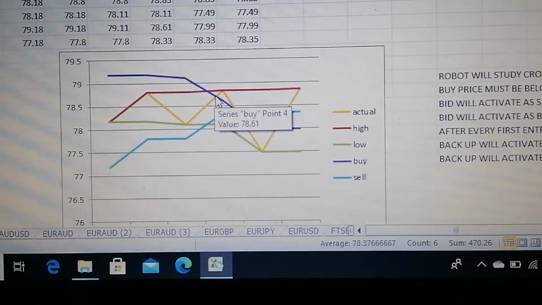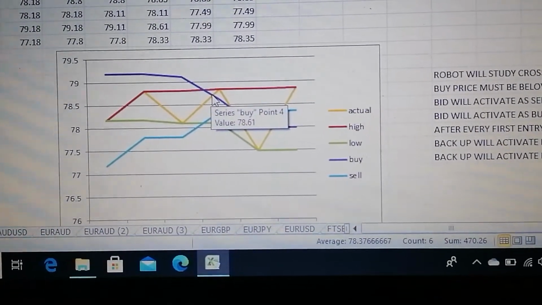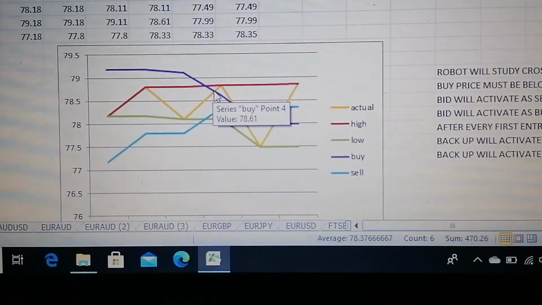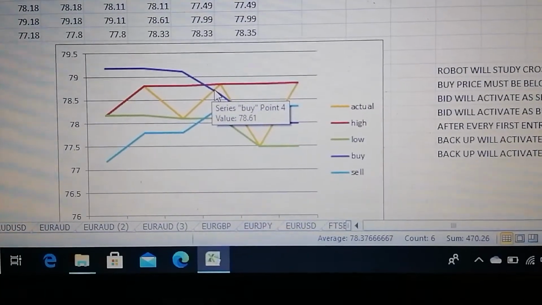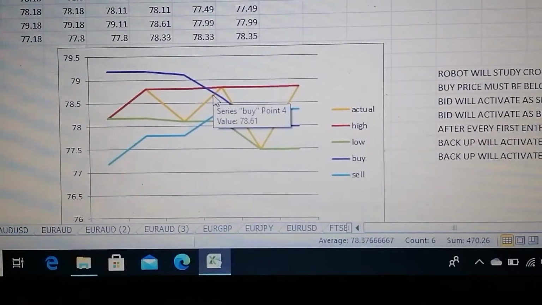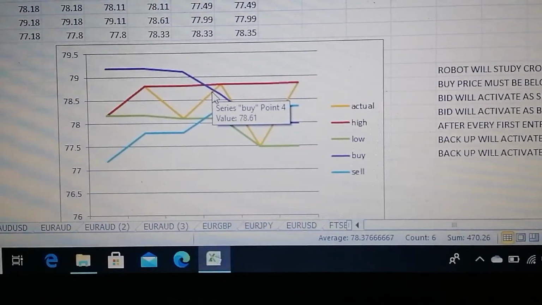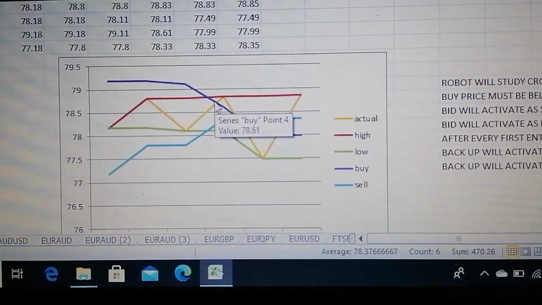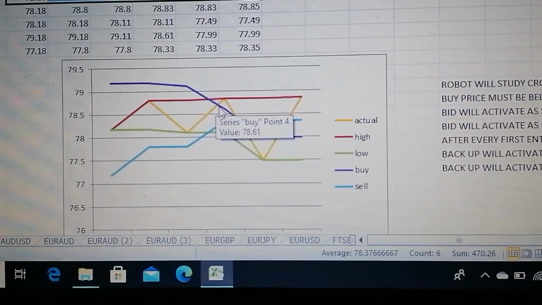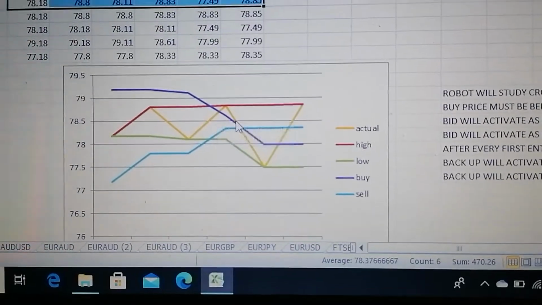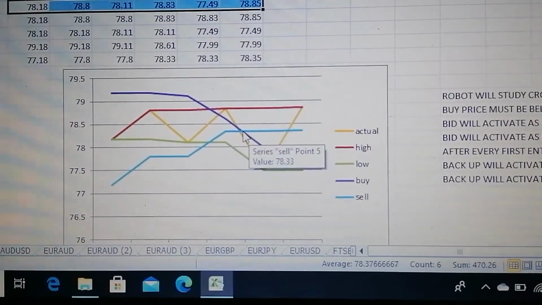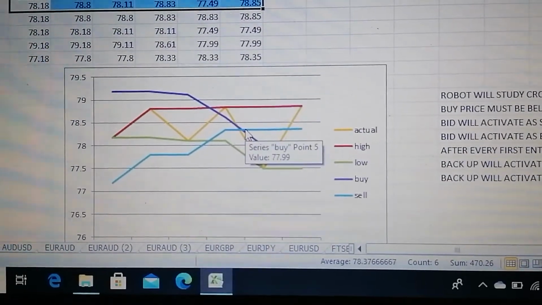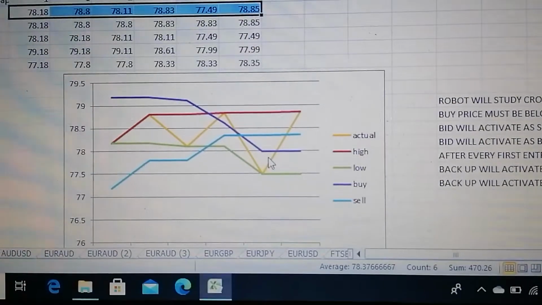Now it came to this point and touched this line. What we are saying is that immediately it touched this line, this point of contact becomes a sell, because this buy line has not yet crossed the sell line. Because the buy line has not yet crossed the sell line, this point becomes a sell automatically. It will be selling until they cross over. So when they cross over, then it now becomes a buy.